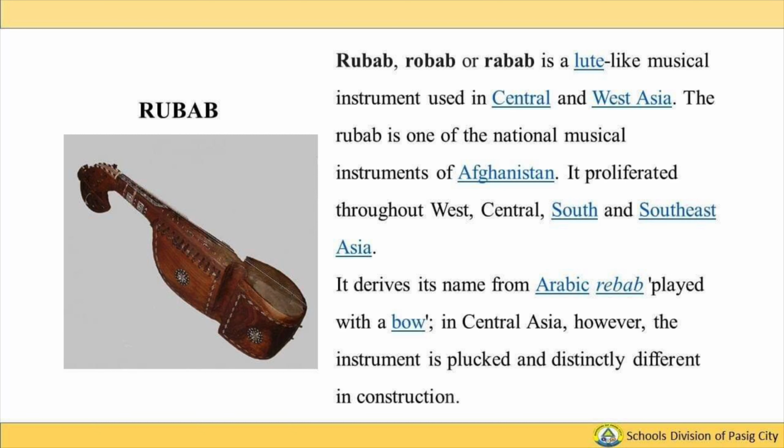It is a lute-like musical instrument used in Central and West Asia. The rubab is one of the national musical instruments of Afghanistan. It proliferated throughout West, Central, South, and Southeast Asia. It derives its name from the Arabic rebab, played with a bow. In Central Asia, however, the instrument is black and distinctly different in construction.